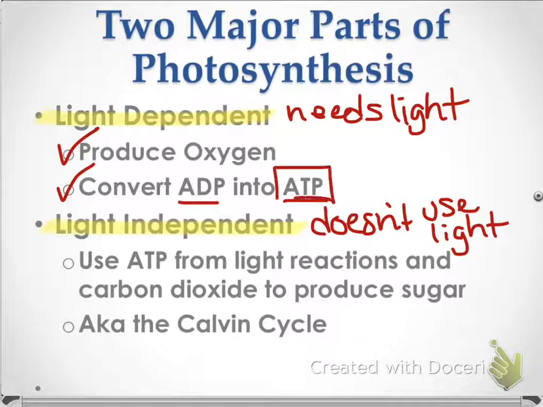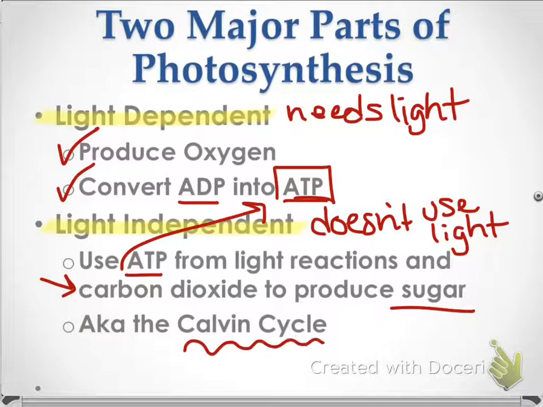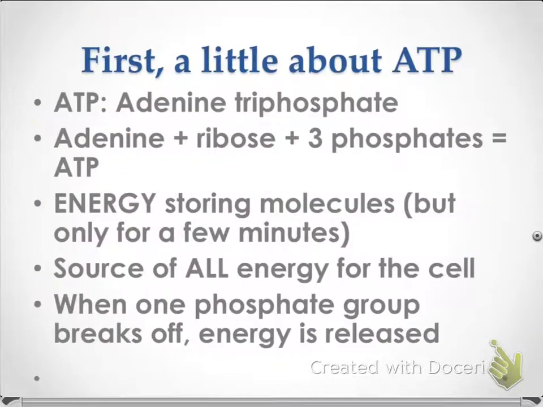And the next slide will tell you all about ATP. So the light independent uses that ATP from up here. It uses that and it makes sugar. Okay? It also takes in carbon dioxide during the light independent. This is also known as the Calvin cycle. Some of you guys had to do Melvin Calvin for your activity in class today.